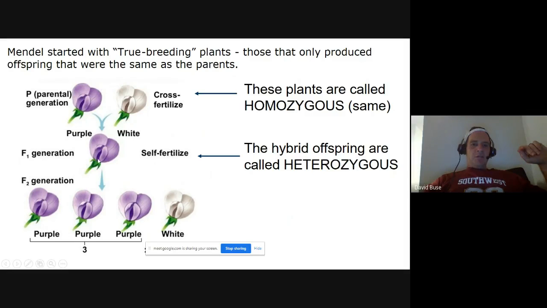Now, what Mendel observed is when he self-fertilized these first generation plants, he ended up seeing about 25% of them show that white trait in the next generation. And so this is how Mendel developed what was called the principle of segregation. The idea being that this flowering plant, even though it was not white, carried the genes for the white flower color.